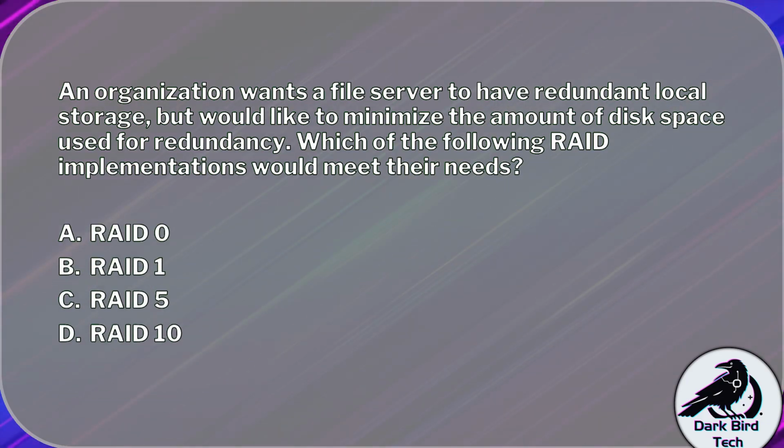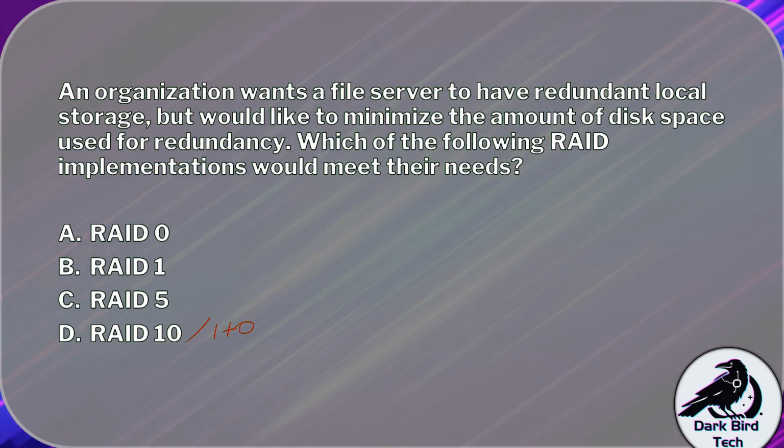So our options are RAID 0, RAID 1, RAID 5, and RAID 10, which I'm hoping you remember from my RAID video. In my storage video, RAID 10 is a combination level of RAID, whereas RAID 1 plus 0 is 2 levels of RAID working together. Now, some of you might be pulling to RAID 0 straight away because that would definitely minimize the amount of disk space being used for redundancy, because RAID 0 doesn't do redundancy.